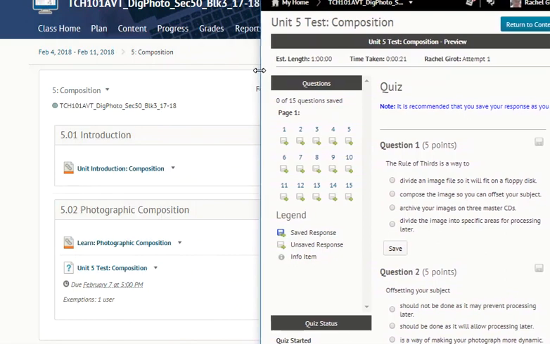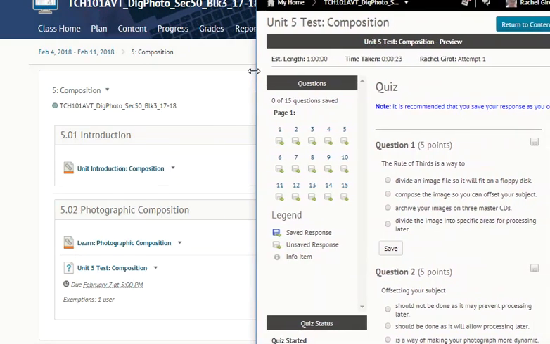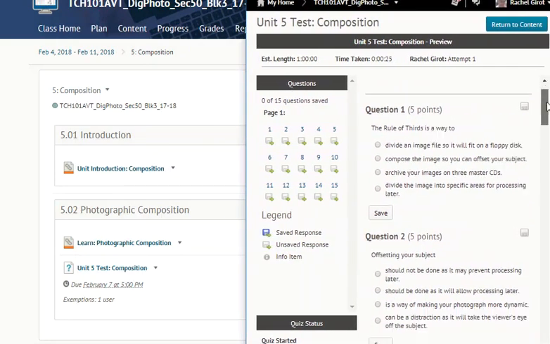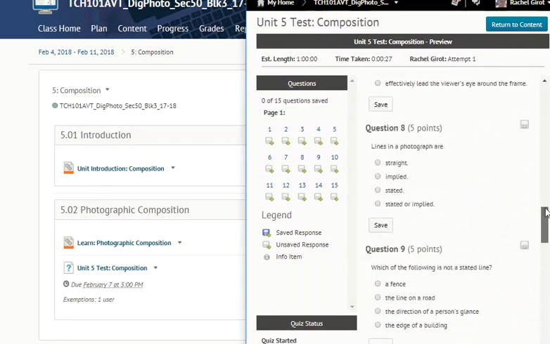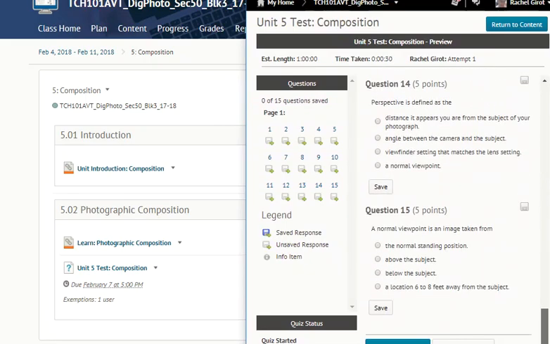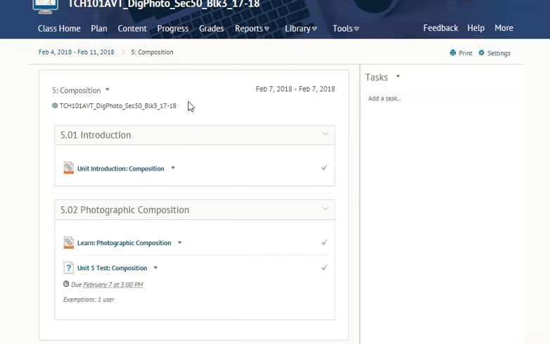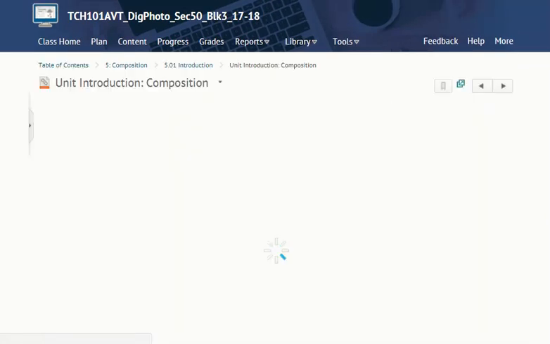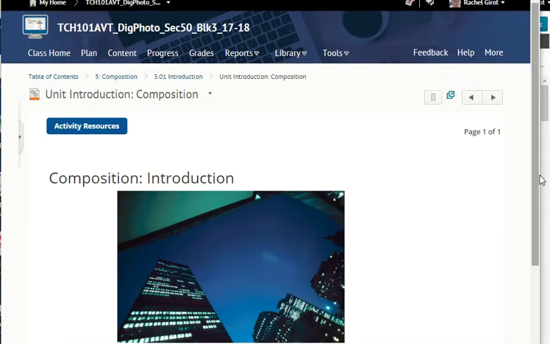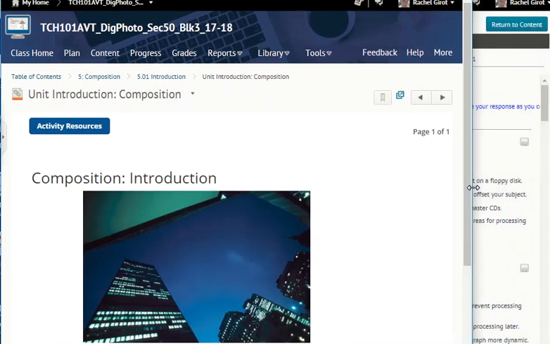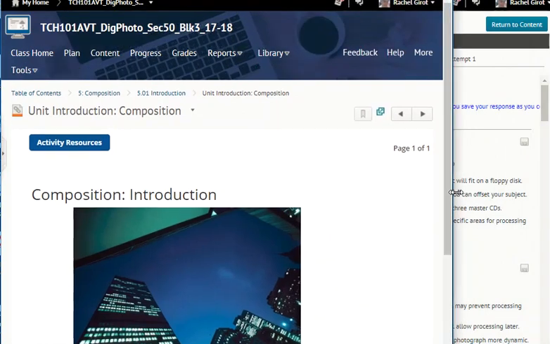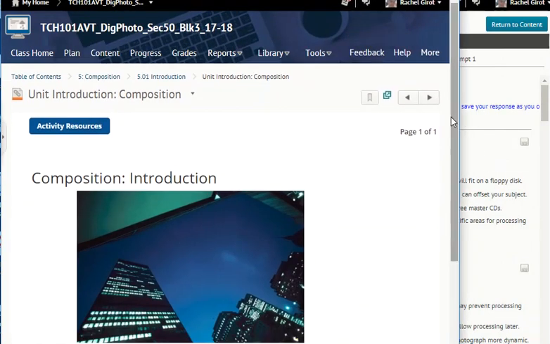I squeeze mine right over to the side so I can still read it and still have a little handle over here so I can scroll up and down and see all of the questions at one time. All right, so we have 15 questions, and over here, this window, I'm going to click on the introduction and resize this window, so I can see the whole thing and I can still see my test as well. So let's see how this goes.